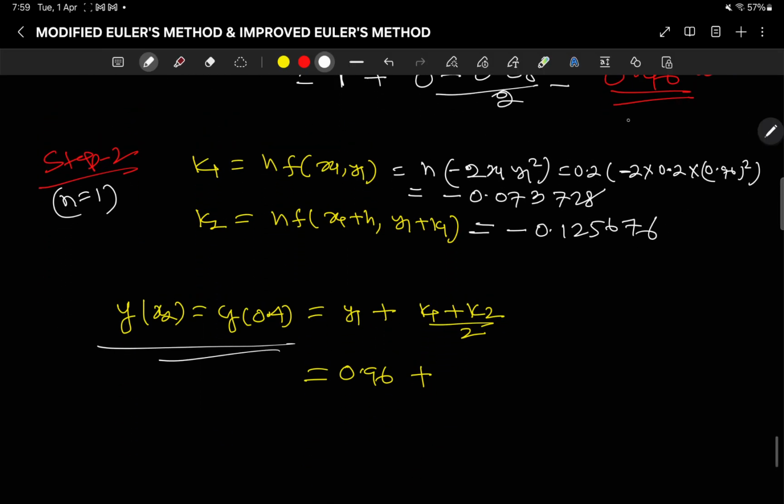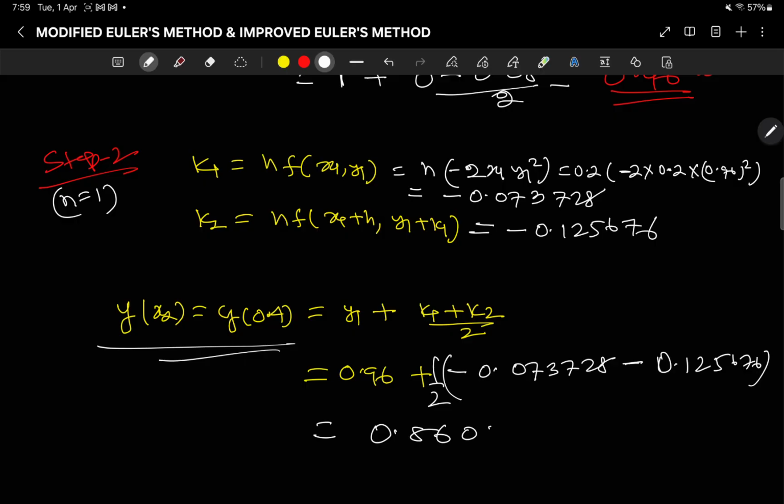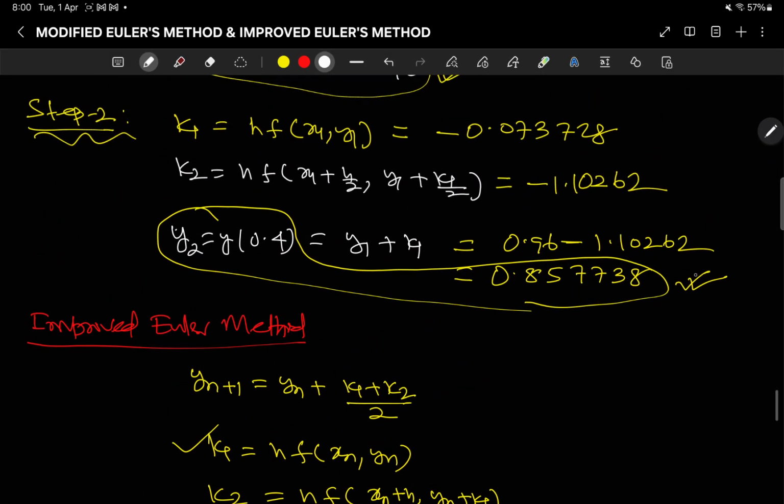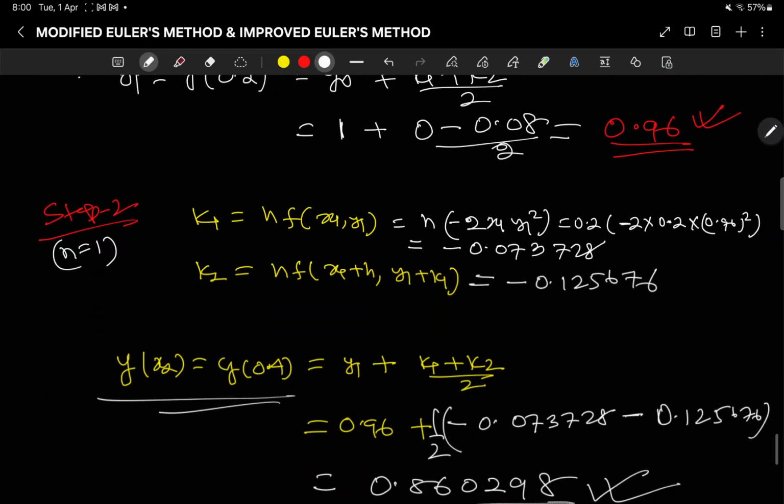So this is the formula here. The y1 value I substitute, 0.96, and this is k1 plus k2 by 2. So it is minus of 0.073728, and it is half of minus of 0.125676. If I simplify it, it will be 0.860298. Okay, you see, if you compare with the previous method, there is a little difference here. So let us now compare the error here.